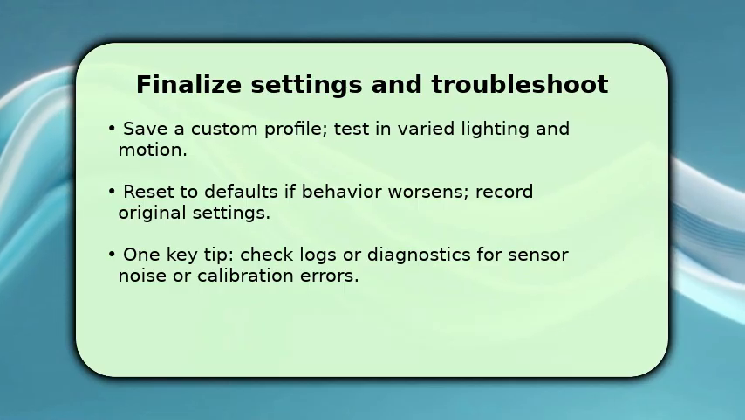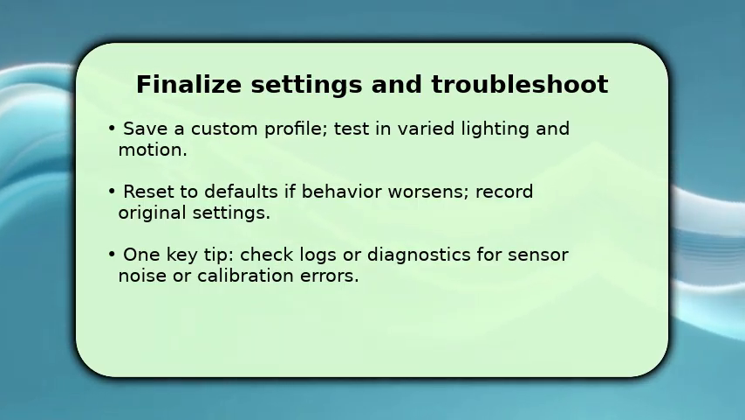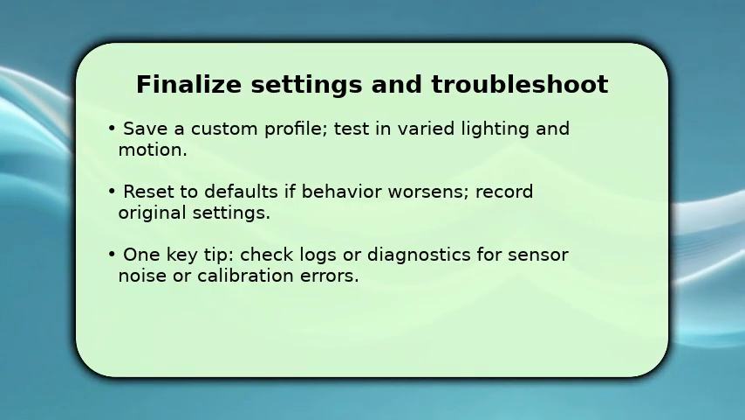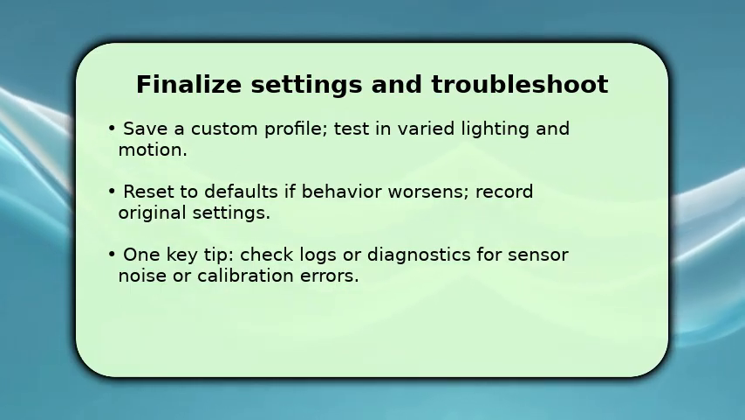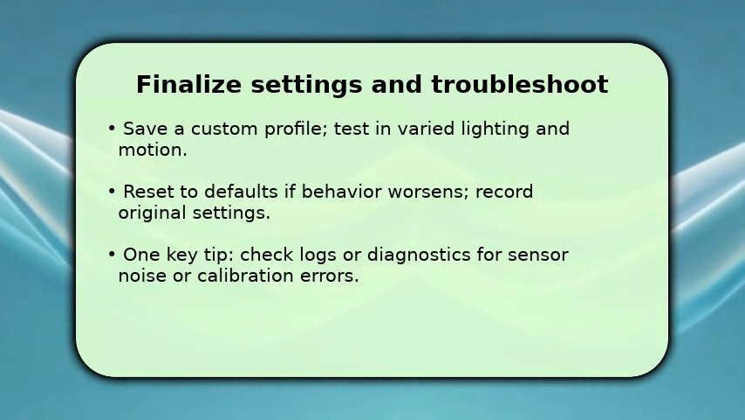If problems persist, reset to defaults and reapply changes incrementally. One key troubleshooting tip: inspect logs or diagnostics for sensor noise, overdriven exposure, or calibration errors. These clues tell you whether the issue is hardware, algorithmic, or environmental, and guide the final fix.